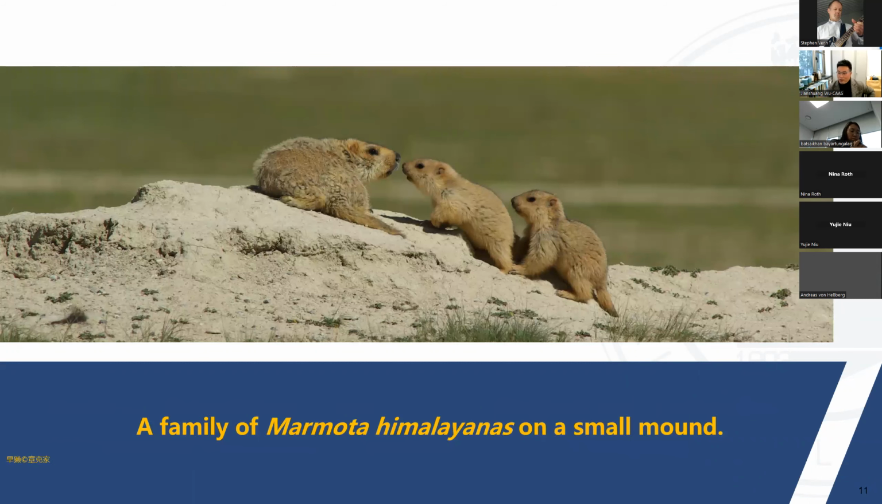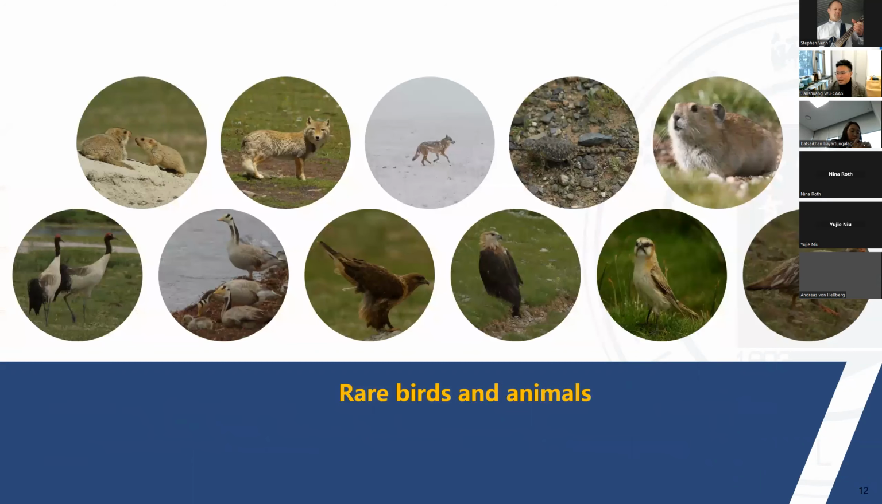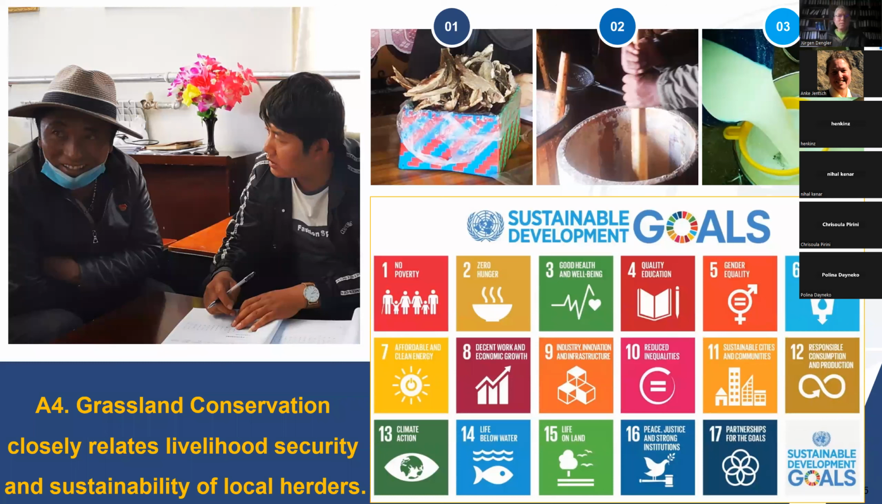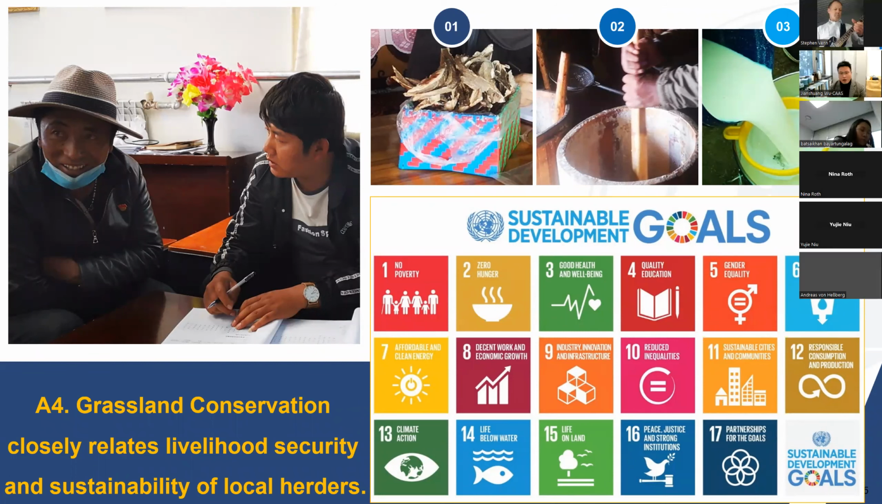And a family of marmots. There are also other animals and birds and a lot of fresh and medical plants living in North Tibet in different meadows, steppes, and deserts. The grassland conservation is also important for the local residents, because the grassland provides food and milk. It's very important for their food security and also for the livelihood sustainability of local herders.